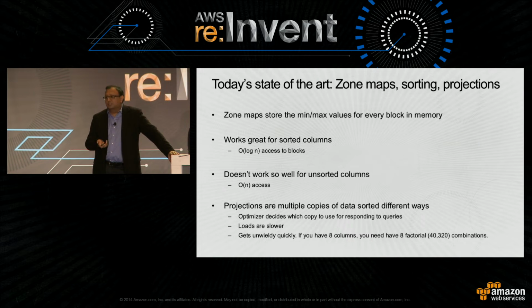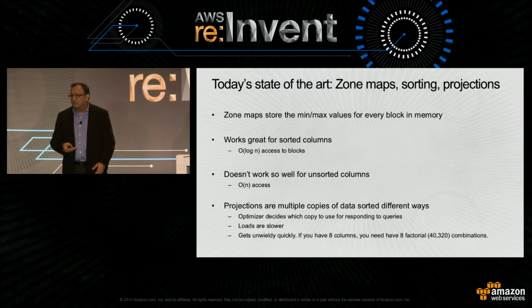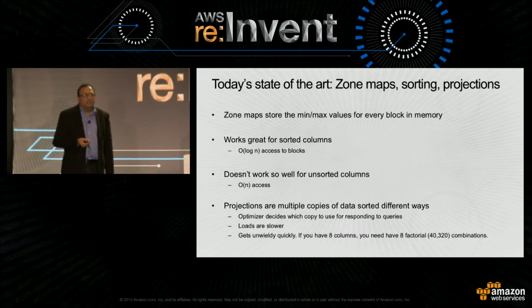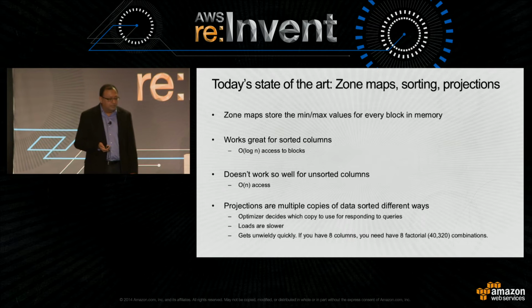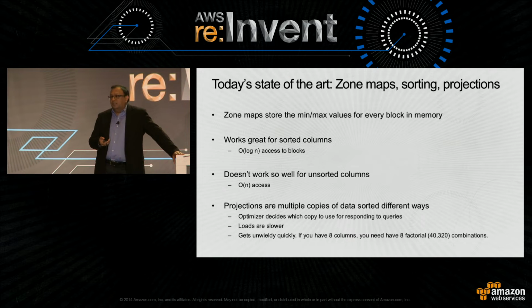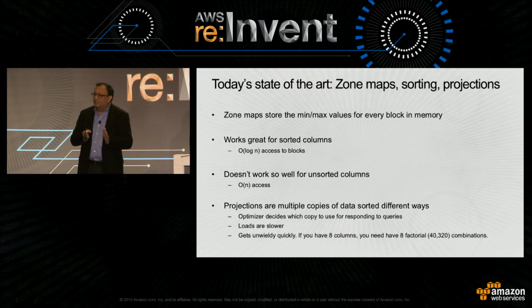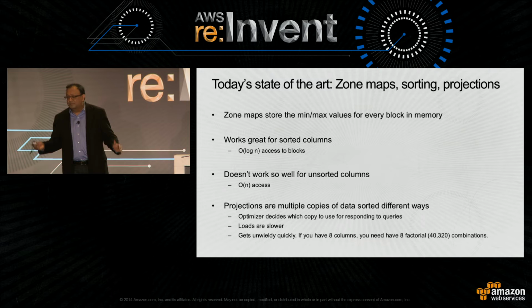Now, what other people have done, and what's kind of state of the art nowadays, is to use projections. And that's just a fancy word for saying we're going to store your data sorted multiple ways. That way you can say, okay, sort it by product, sort it by customer, and choose which one you're going to use. But it gets unwieldy. The loads are a lot slower. And if you have, say, 8 columns that you might want to sort by, you've got 8 factorial combinations that you would want to create these sorting combinations on, because it's not just the one column that you're going to sort on, it's the combination, right?